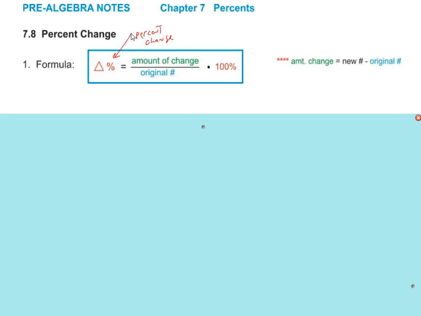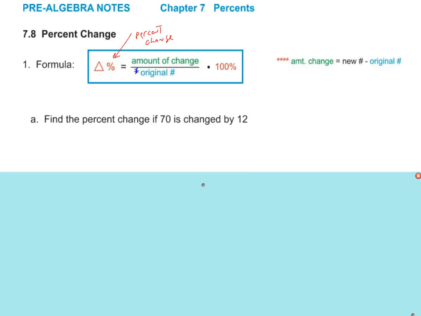How do you get it? The amount of change. What's the amount of change? The new number minus the original number. You'll see what I mean by that. And then here's the key: make sure you always divide by the original number, not the new number. That's where students will make their mistake. And again, we have to remember to change it to a percent, so we multiply times 100%. The first part gets it in fraction form, and then times the 100% makes it a percent. So your final answer will have the percent symbol.